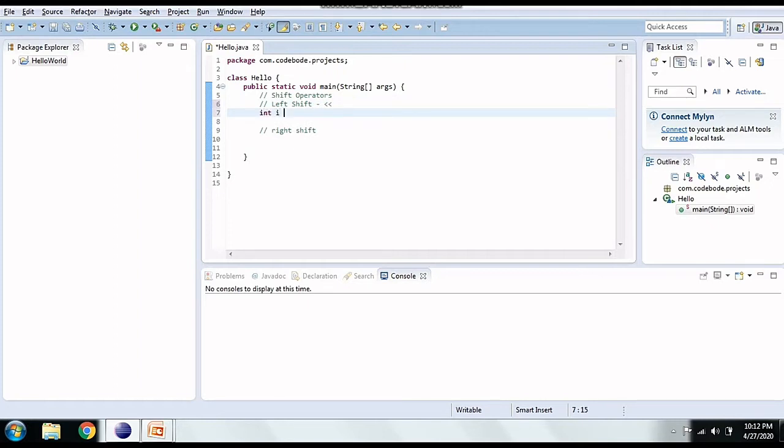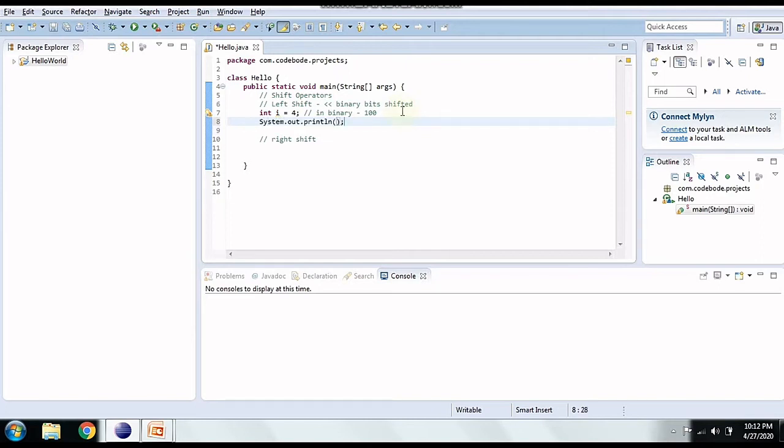So let's say we have a variable I and let's assign it a value of 4. Now shifting bits means shifting the binary bits. So first, let's write the binary representation of 4, which is 1, 0, 0. Now we will use the left shift operator on the variable I. So I'll directly print it.